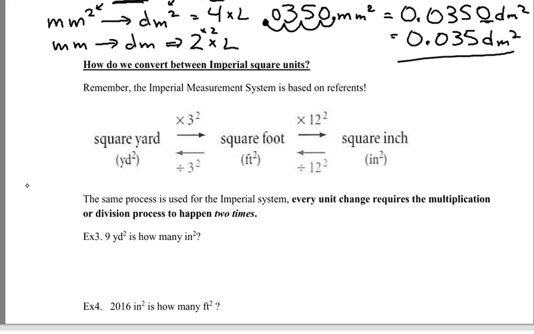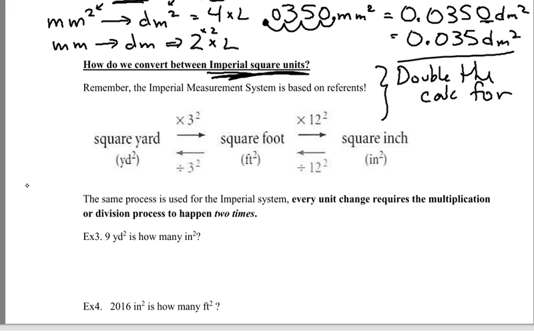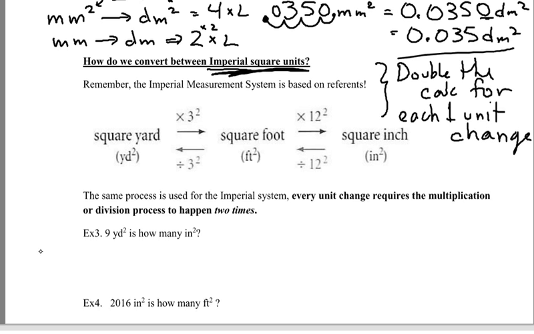Same concept when we're dealing with imperial square units. But remember, imperial isn't about moving decimals, it's about calculations. So again, it's double the calculation for each 1 unit change. So if we see one thing happening, yards to foot, we have to actually do the calculation twice. So let's take a look.